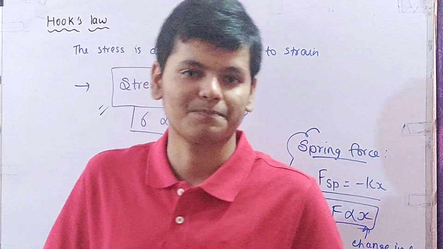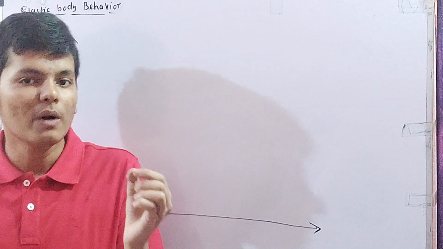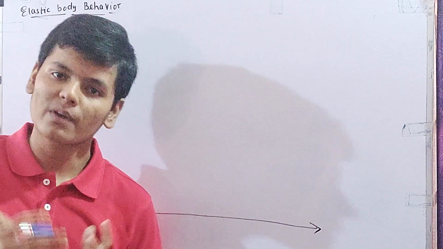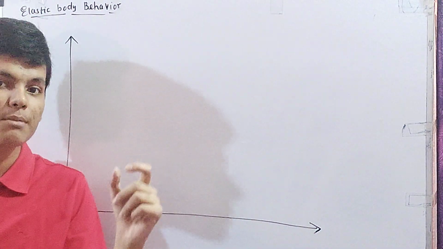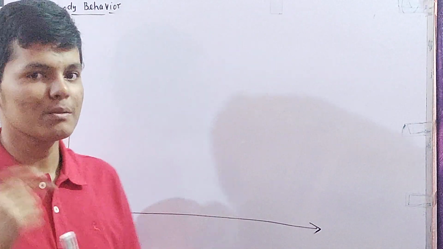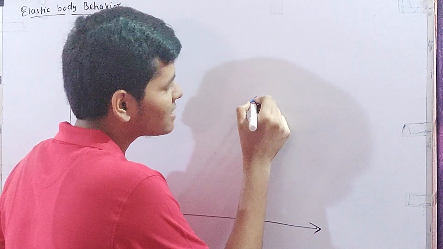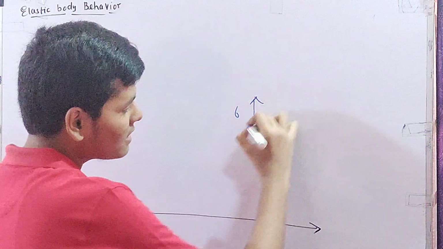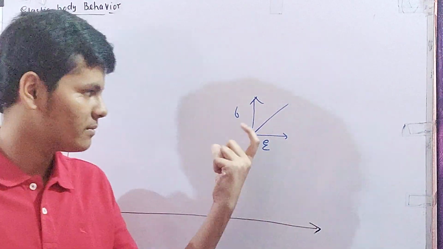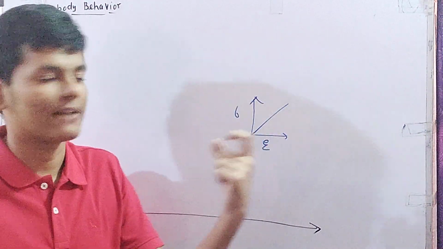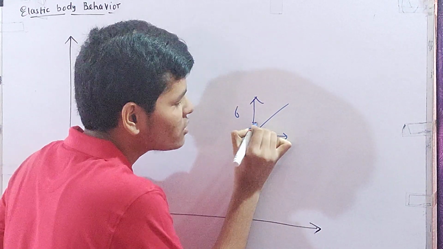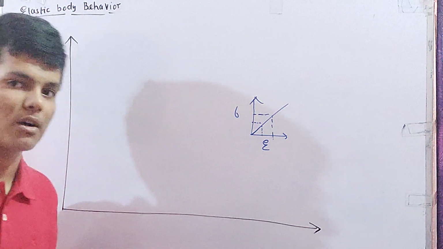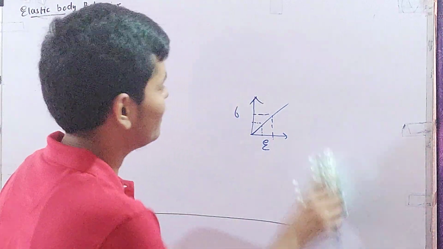So now we are going to learn about the elastic body behavior with the help of a graph. From Hooke's law we understood that stress is proportional to strain. When we draw a graph between stress and strain, this graph is said to be linear. It means that how much stress you apply, that much strain you get, so the ratio of them will always be equal. This was another small concept hidden in between.